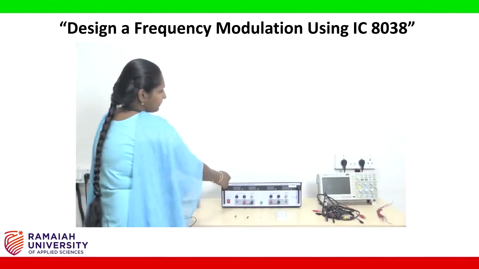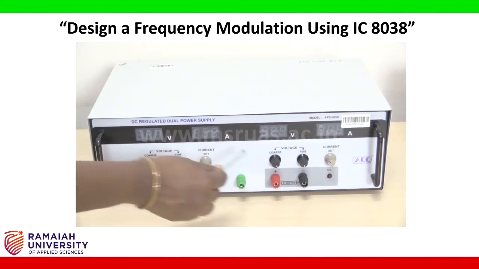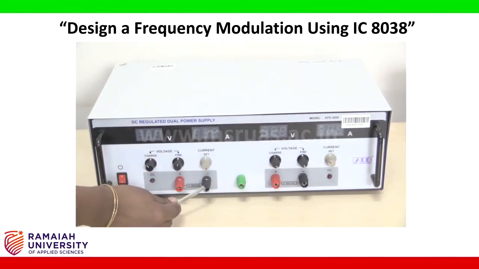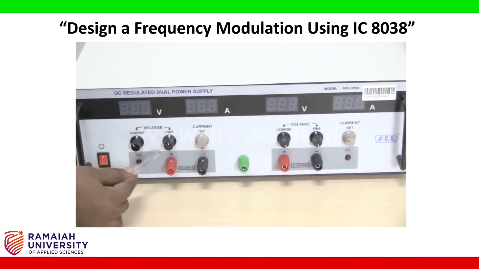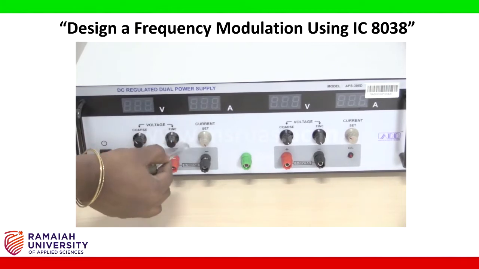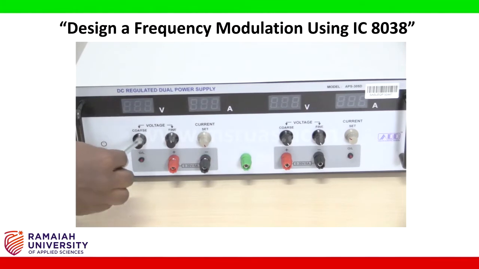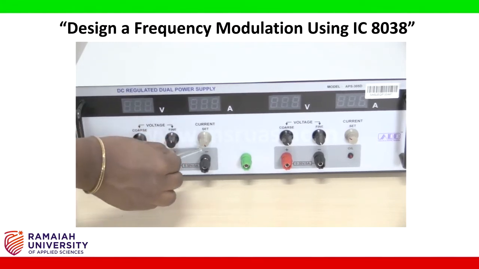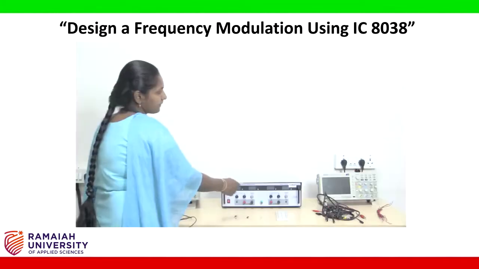DC power supply. This is a DC regulated power supply. This is the switch on switch off button. It has 2 sources. This is source 1, this is source 2. This is negative, positive. This is negative, positive. These 2 are controls for voltage. This is current control. Same thing exists in the second system also. By adjusting this one, we can adjust voltage in a coarse manner and this is used for fine control. Current should always be at the maximum. In this experiment, we will use both the sources.